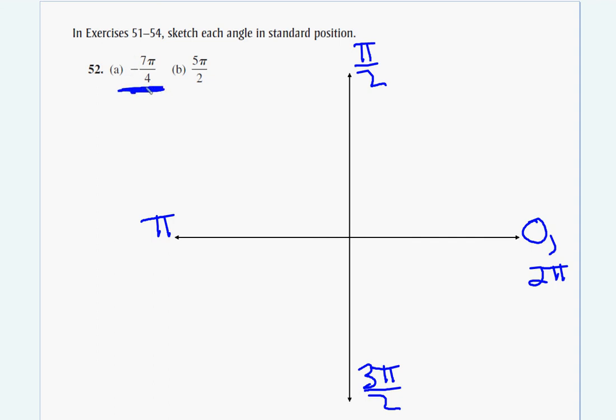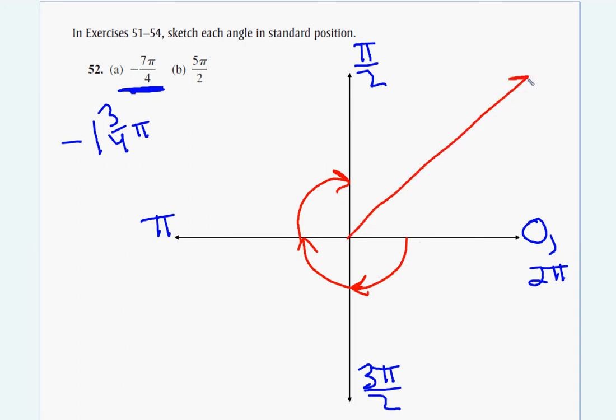So our first one, negative 7 pi over 4. Convert, that is negative 1 3/4 pi. So negative 1 3/4, well, here's negative 1/2, negative 1, negative 1.5, and if we go more, that's negative 2. We've gone too far. So we're going to back up. That's going to put us in the first quadrant. So again, here would be negative 1, and then negative 3/4 almost takes us to negative 2.